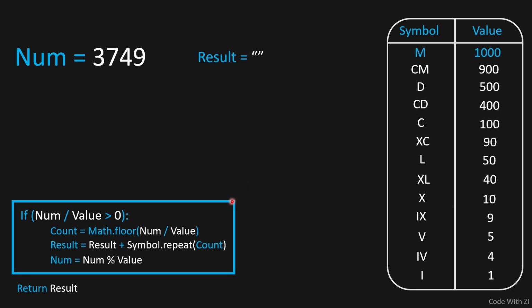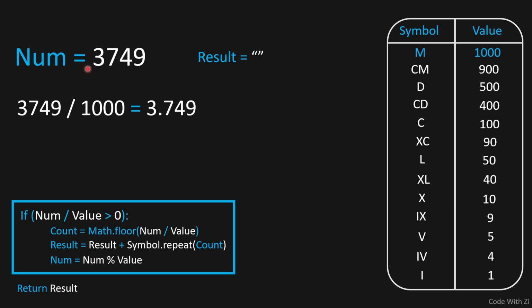As you remember, our loop was created from our object because we were looping through each pair in our object. So the first pair is gonna be m, which is the symbol, and the value is gonna be 1000. We're literally looping through each pair as we go. So in our first iteration of our loop, our symbol is gonna be m, and our value is gonna be 1000. And as you see here, we're saying if number divided by value is greater than 0.